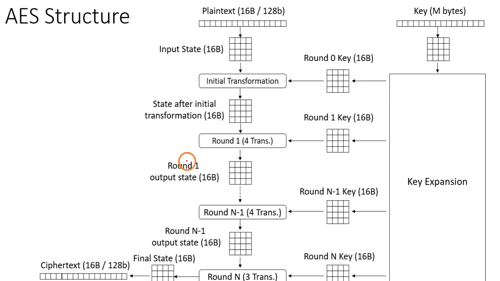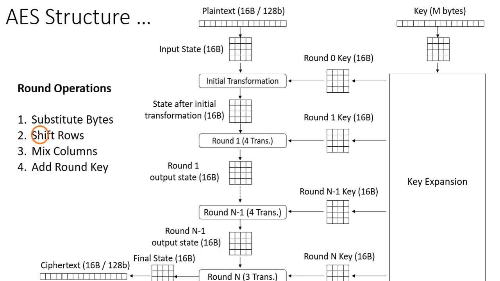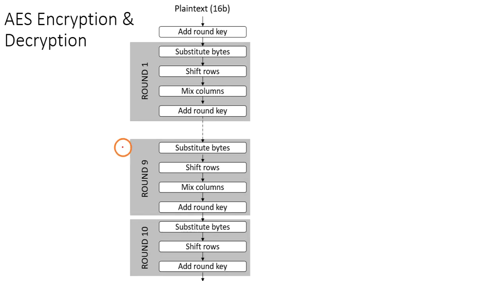Now, what are the four transformations that I was talking about? These are the four operations. The first one is substitute bytes, the second one is shift rows, the third one is mix columns, and the fourth one is add round key. Now let's look in more detail at what is happening in the encryption.